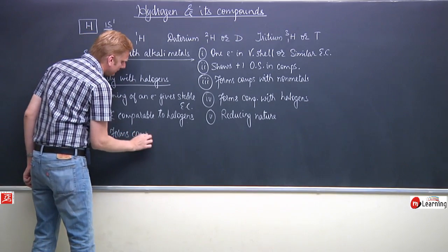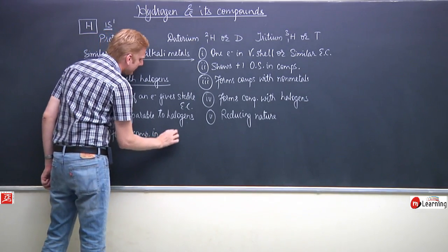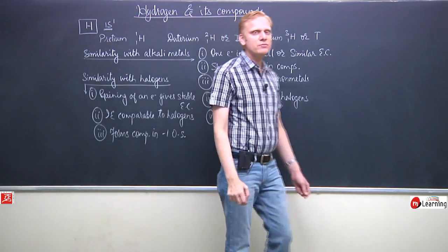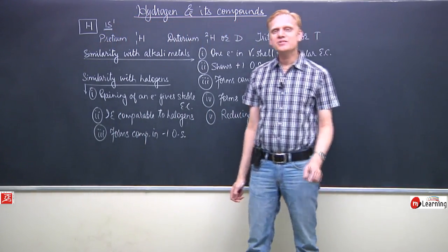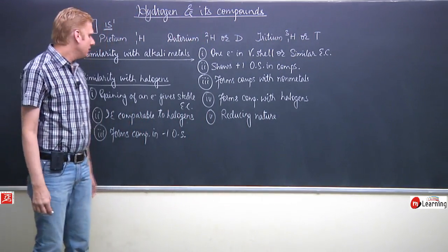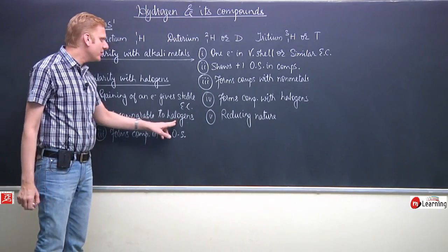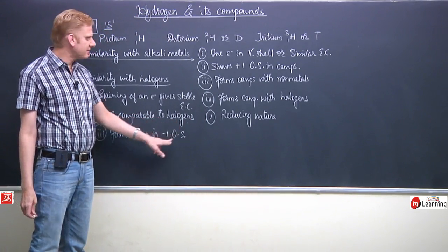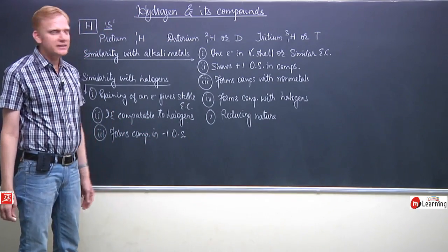Forms compound in -1 oxidation state. Hydrogen forms compounds in -1 oxidation state with metals. Similar is the property of halogens. They also combine with the metallic elements and exist in the form of negative ions.